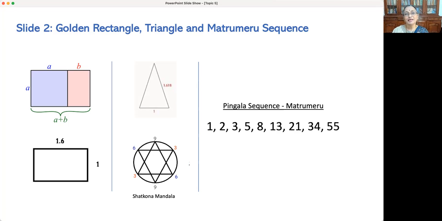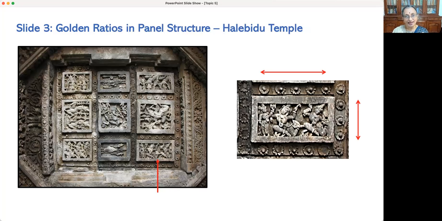Let's now look at slide 3, an example of how this ratio was used in the structure of a temple. Golden ratios were used in computing the distances and heights of the geometric structure of a temple, such as the towering roof, pillars, and panels.